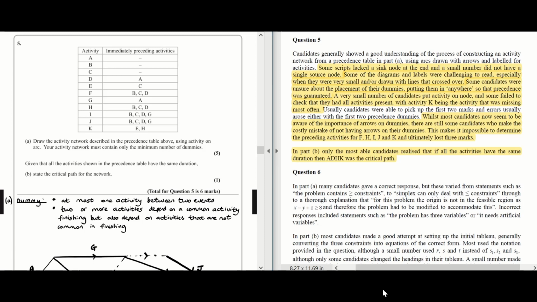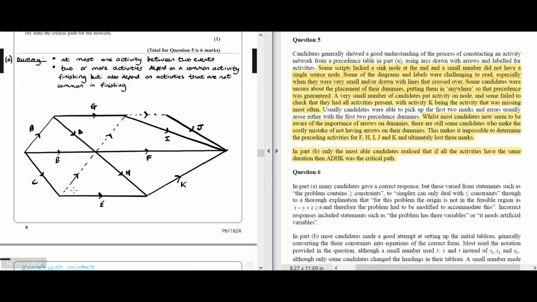We've got further comments. Whilst most candidates now seem to be aware of the importance of arrows on dummies, there are still some candidates who make the costly mistake of not having arrows on their dummies. This makes it impossible to determine the preceding activities for F, H, I, J and K, and ultimately lost 3 marks. So that's on about here.